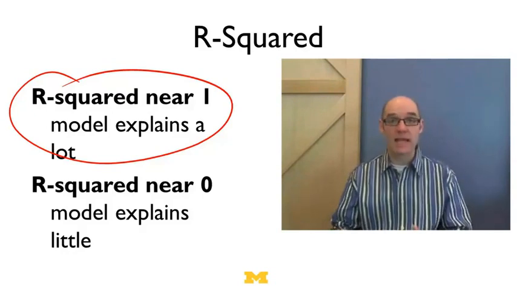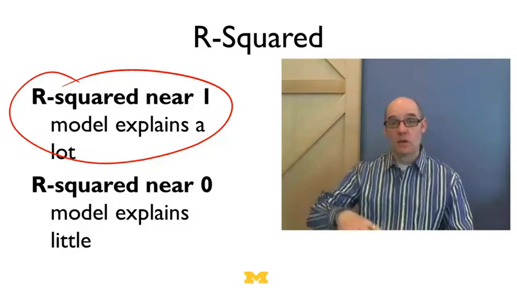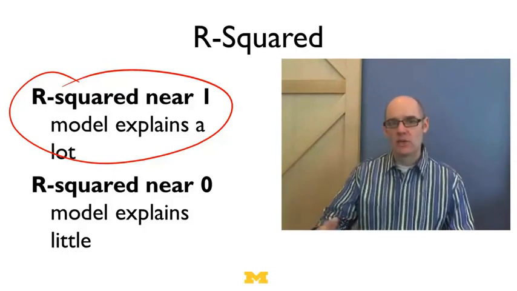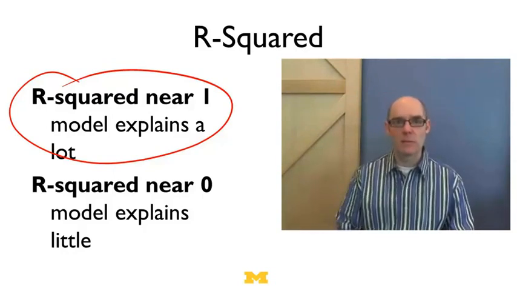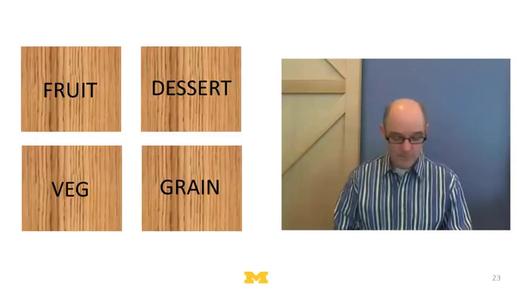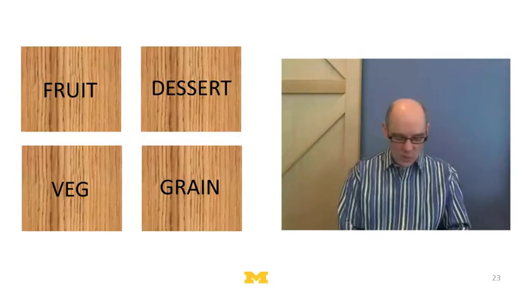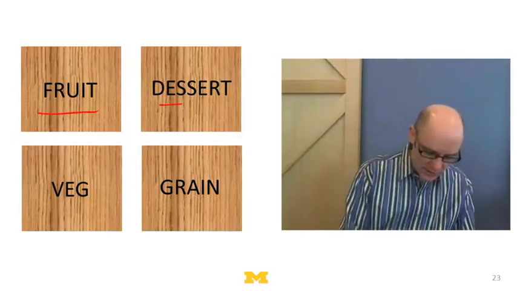But within a class of models, or a particular data class, you can figure out, okay, this is a good model, this is a bad model, based on experience. Let's push this a little bit further. We had fruit and desserts, right? Those were our two categories.